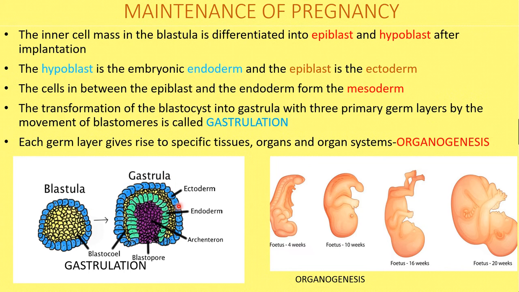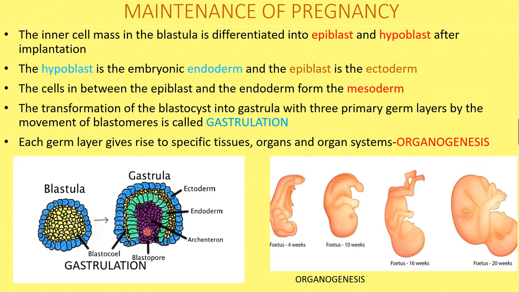Gastrula means, you must understand, there are three primary germ layers: ectoderm, mesoderm, endoderm. So this transformation of blastula into gastrula with the three primary germ layers is possible because all these cells are called blastomeres. They show movement. So movement of the blastomeres forms three different germ layers: ectoderm, mesoderm, endoderm. Transformation of blastocyst into gastrula with three primary germ layers by the movement of blastomeres is called gastrulation. Okay, blastula is changed into gastrula.